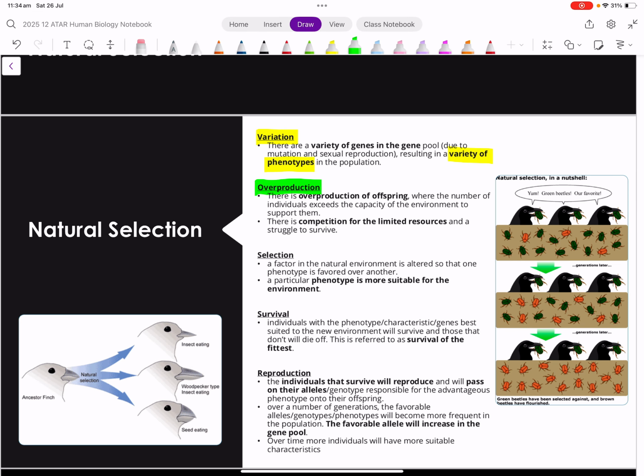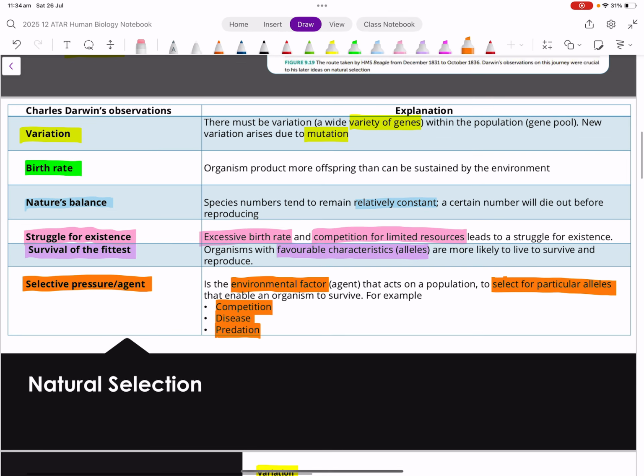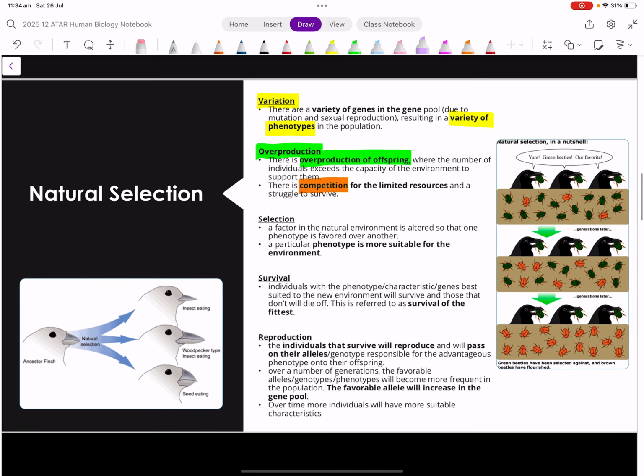So if we have an overproduction of offspring, it's generally going to exceed the capacity of the environment, and this is going to create competition, which is one of these selective agents. Okay. From there, we have this process of selection, and this is where something is selected, and this comes back to our idea of the survival of the fittest. So I'll highlight this in purple here.